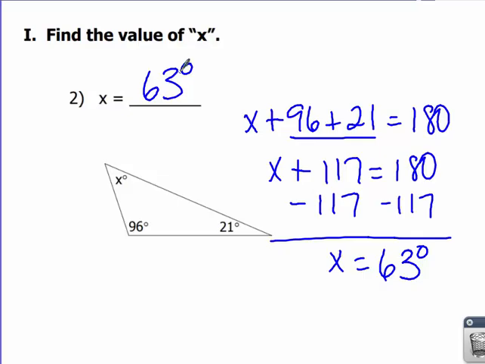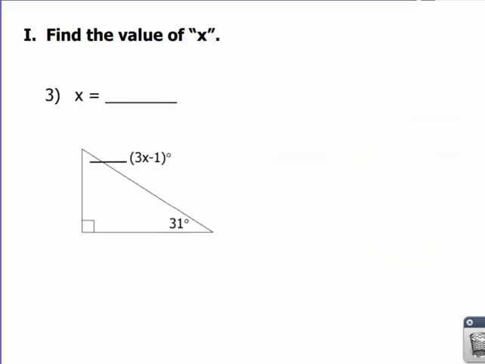Excellent. So that is a 5th grade problem, just finding the value of a single angle when we know that the three angles of a triangle will always equal 180. So let's bump it up to an 8th grade problem. Here's an 8th grade problem. And this is the level of thinking that we have to get to in our class.